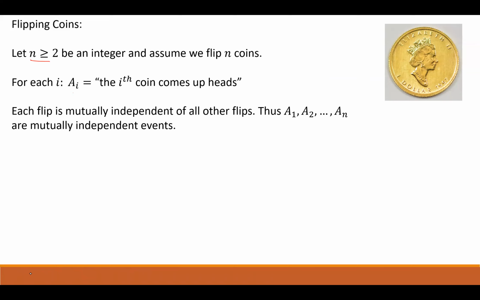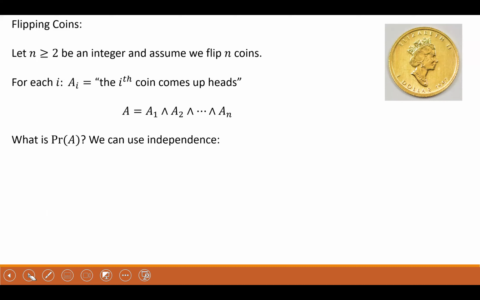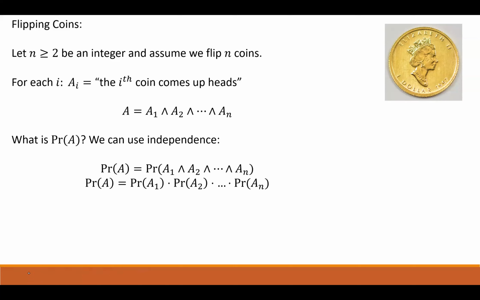Okay, so each flip is mutually independent. So all of these flips are, yeah. So consider the event A, that all of my n coin flips come up heads. What is the probability of this? Well, since they're independent and we're using the logical AND, which is the intersection, we can write the probability of event A, that all coins come up heads, as the probability of the intersection of all these events. We use our independence, and now it becomes the product of the individual probabilities.